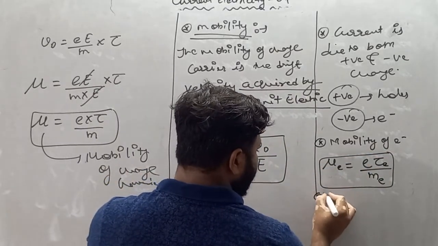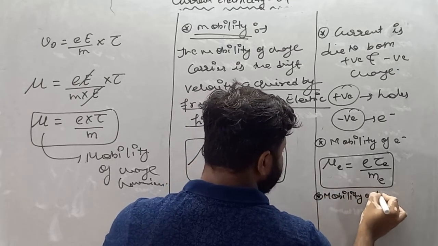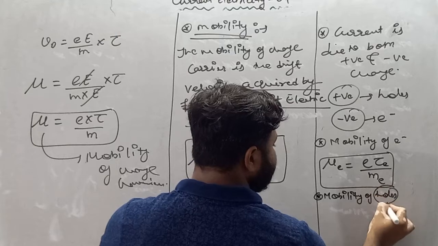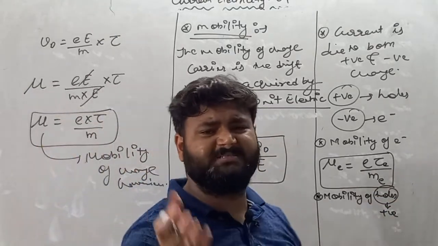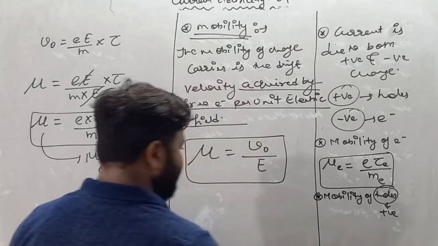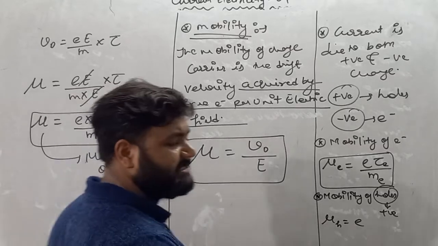Similarly, if I talk about the mobility of holes, which are considered positive charge, my dear students, don't worry about this term hole. Hole is nothing but positive charge, which means proton. So I'll write here e as the charge on the hole, and the charge on the electron is the same.